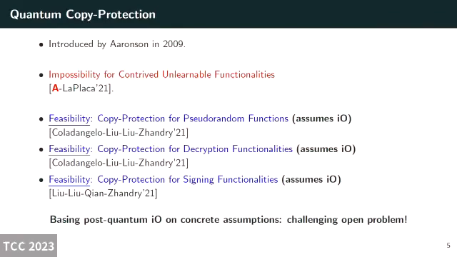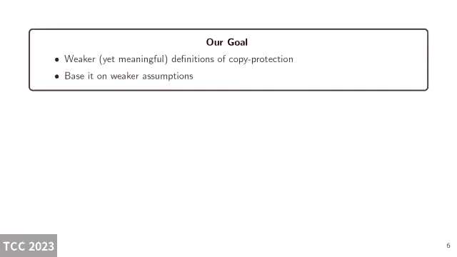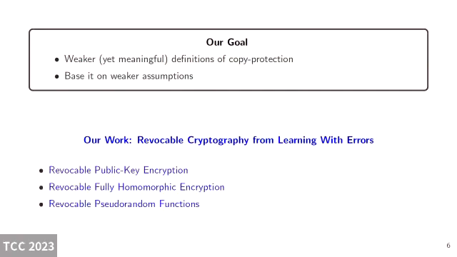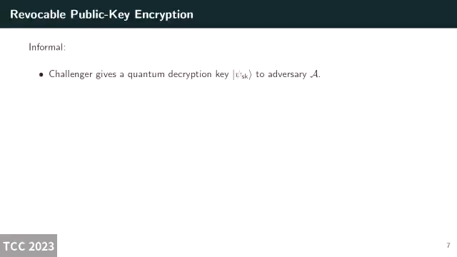So what we are going to do is, while we are hoping to build I/O from concrete assumptions, we should also try to look for weaker security notions of copy protection that are still meaningful and that we can achieve from better cryptographic assumptions. So this is our research agenda to initiate this area called revocable cryptography, which is weaker than copy protection, but it turns out that we can build many of these things from learning with errors. And we study many primitives such as public key encryption, fully homomorphic encryption, random functions, and so on.